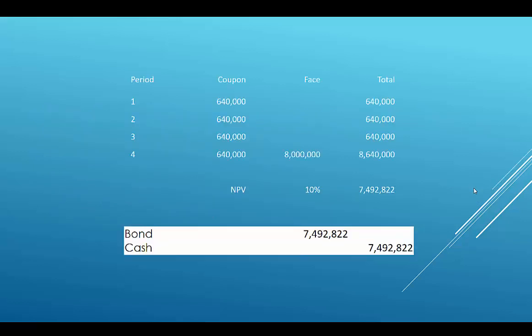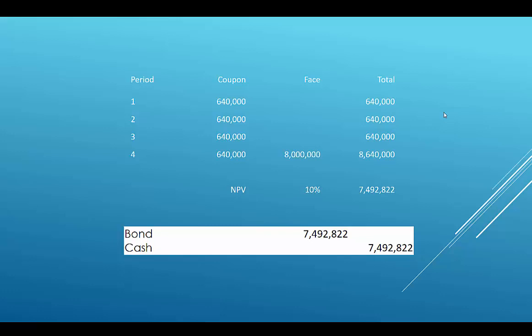So initially we need to recognise that a financial asset has been purchased, and we need to work out what we paid for it. In this case it's going to be the coupon payments of $640,000 a year for 4 years, the face value of $8 million, and that gives us our total cash flows, which we discount at the purchase price of 10%, which gives us a purchase price of $7,492,822. That's what we paid, and that's the value of the asset that we recognised. And we can see that in the journal entry below.